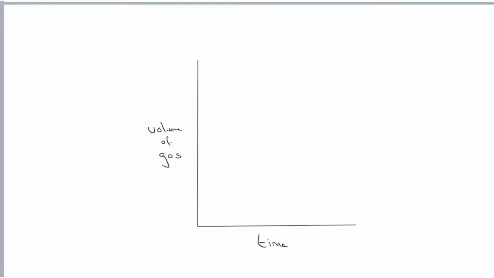So for a reaction like this, you would plot the volume of gas lost against time. You'd record it every 30 seconds, something like that, and you'd end up with a graph that looks like this.